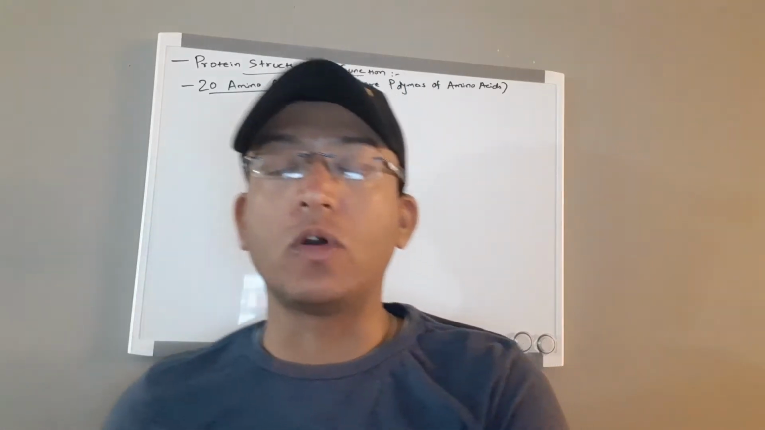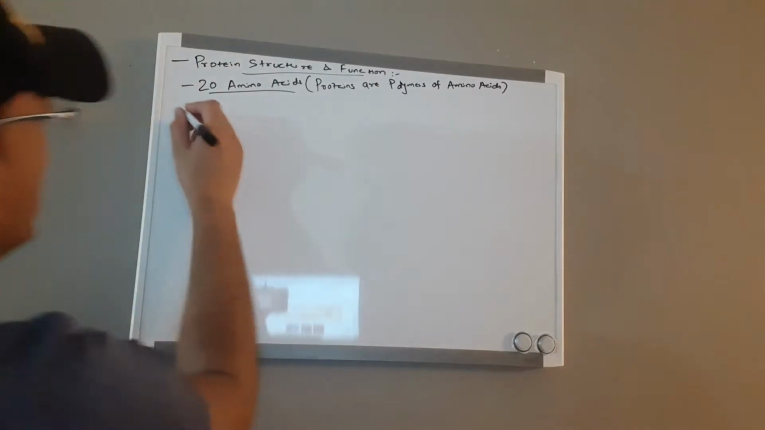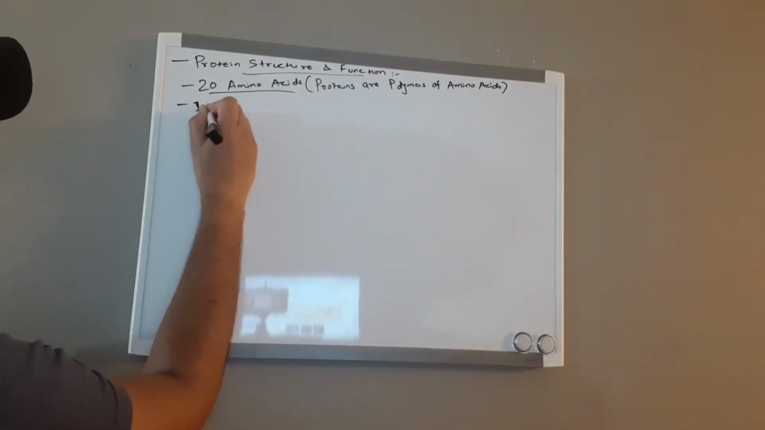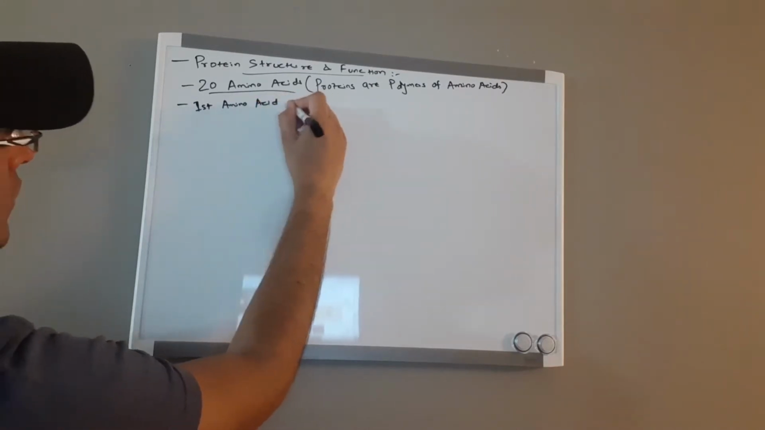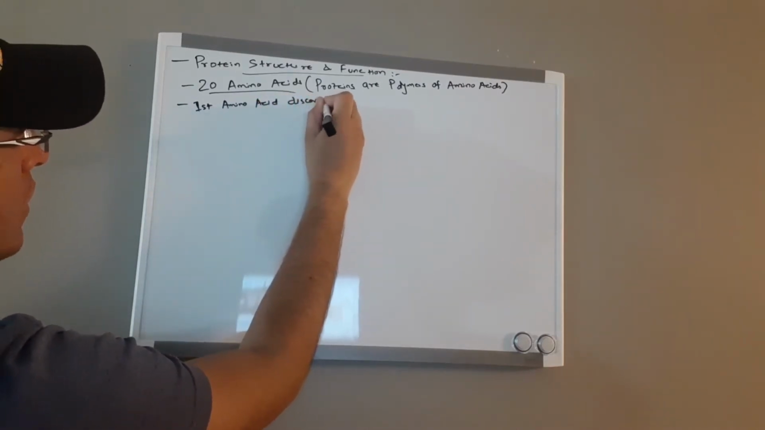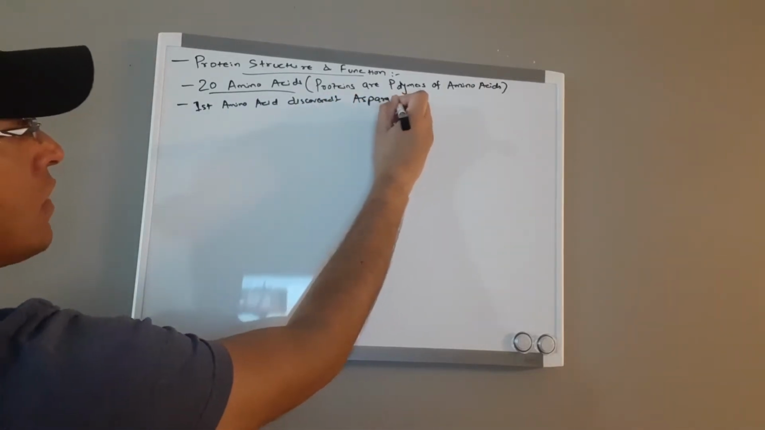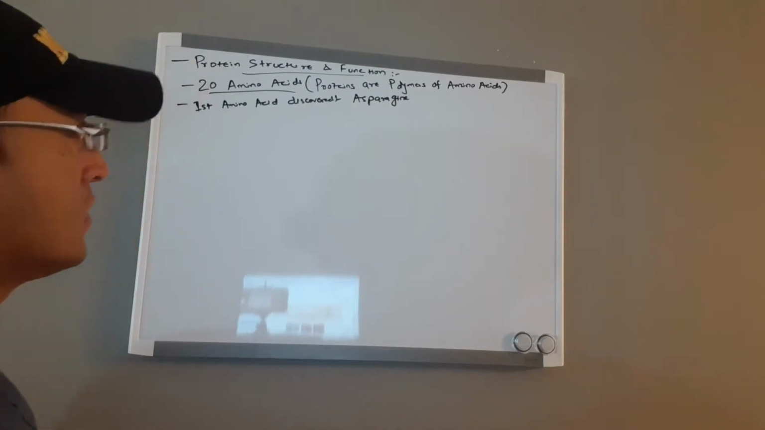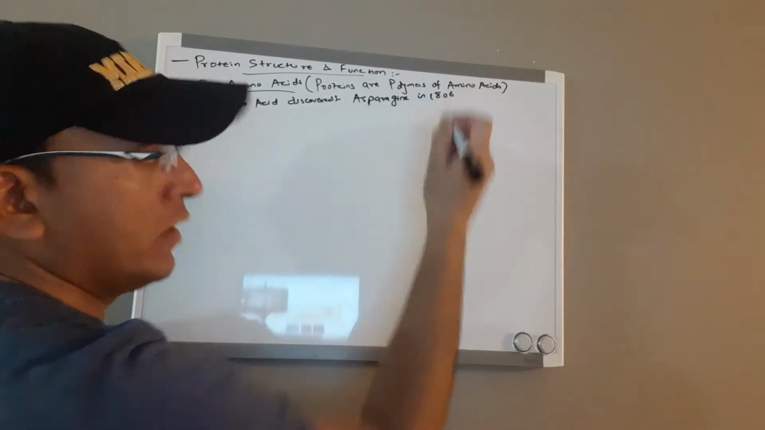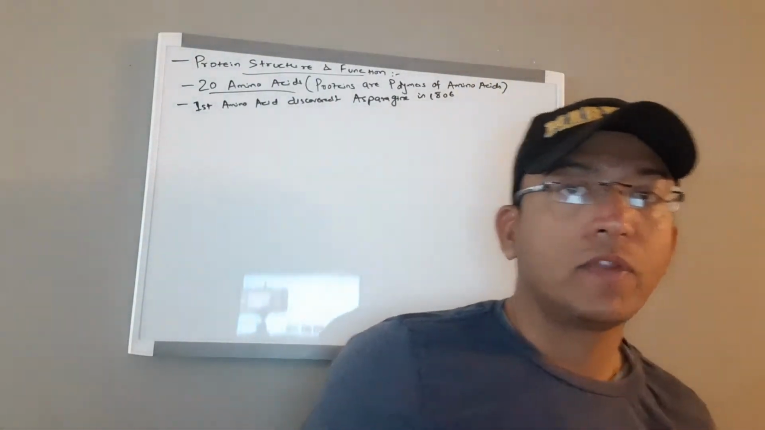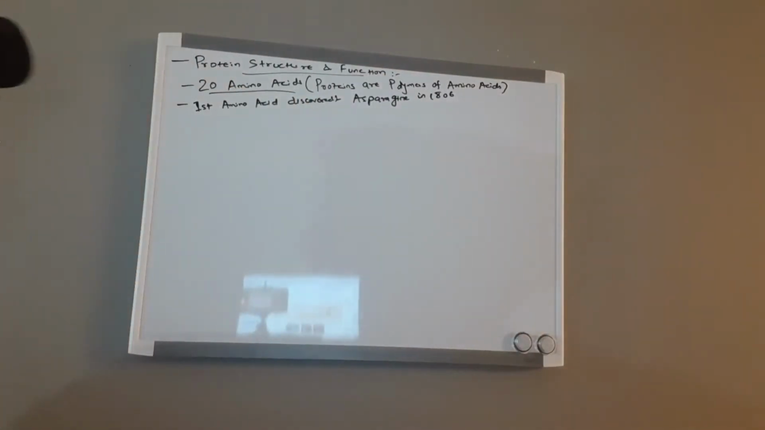So from all those 20 amino acids, the first to be discovered was asparagine, right? And that was in 1806, right?